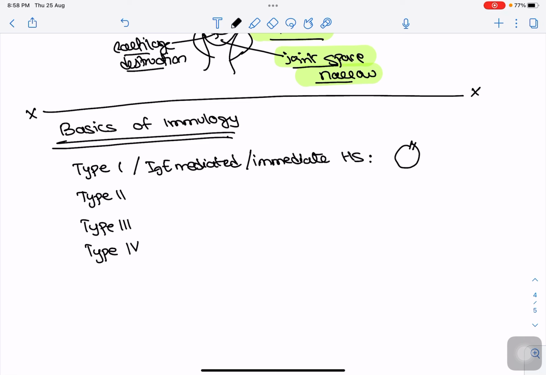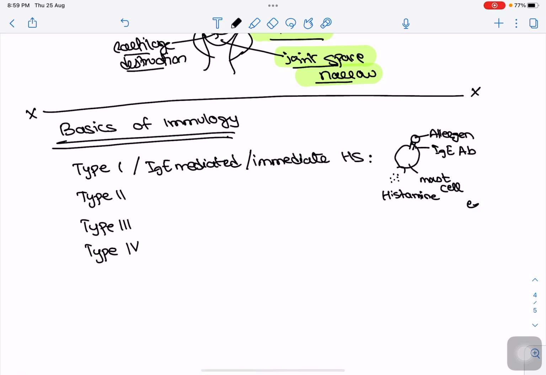So this is an IgE antibody, and this is an allergen. The allergen comes up and binds to the IgE antibody on the mast cell. When this process occurs, there's a release of inflammatory mediators, for example histamine, serotonin, and so on. So this is a brief process of a type 1 hypersensitivity reaction.